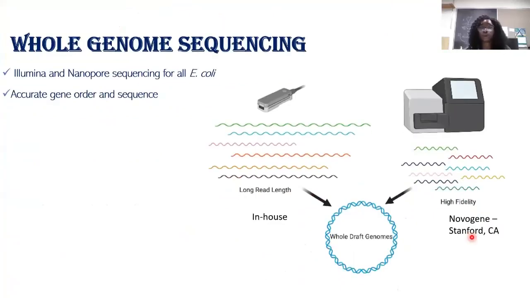Then for the whole genome sequencing, we use 2 different techniques. First is the Nanopore. This helps us to generate long reads. And then the second is the Illumina sequencing, which helps us to generate the short reads. When we want to draft the whole genomes, first we generate the short reads, and then using the long reads, we stitch up the short reads in order to get the entire genome.